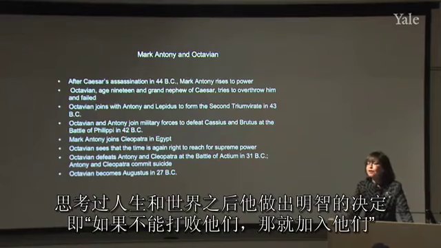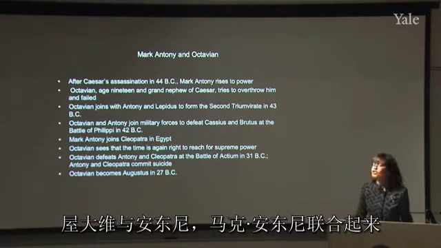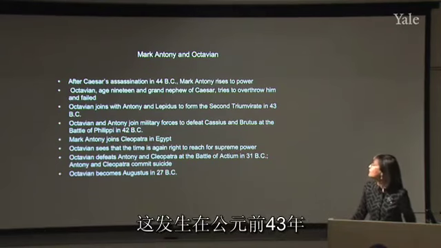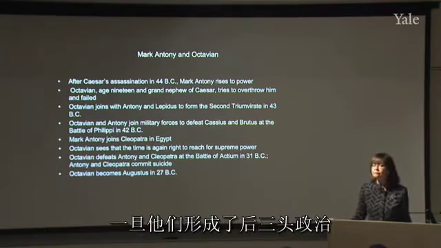In the wise, if you can't beat them, join them way of thinking about life and the world, Octavian joined with Antony, with Mark Antony, and a man by the name of Lepidus to form what we know of as the Second Triumvirate, and that happened in the year 43 BC.